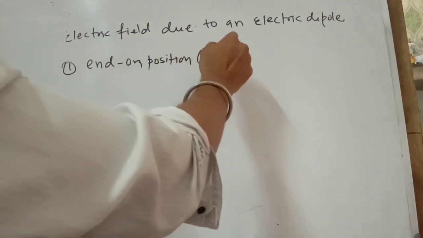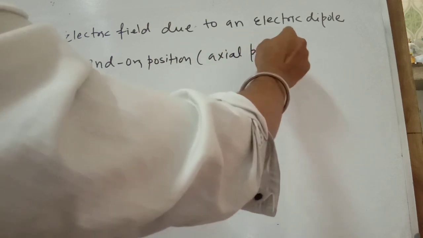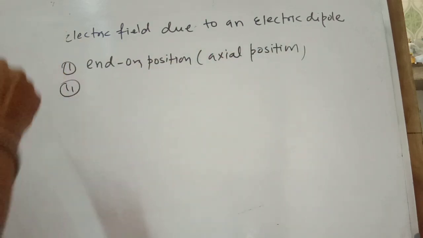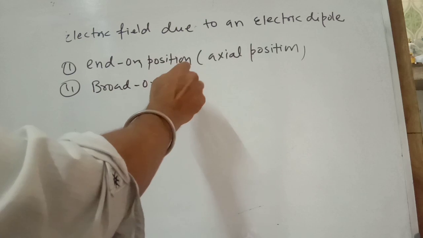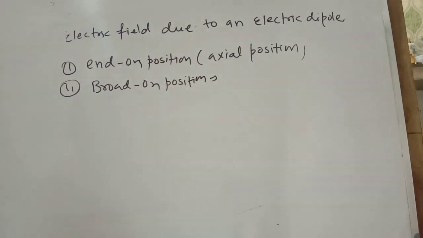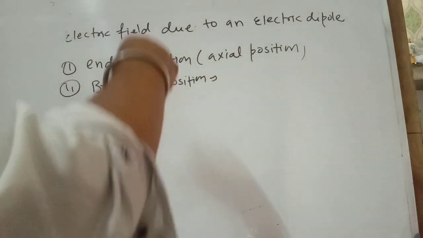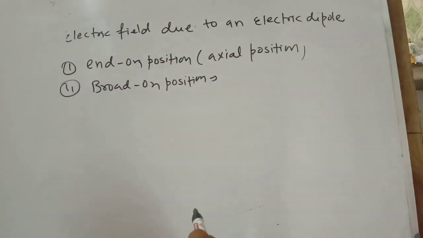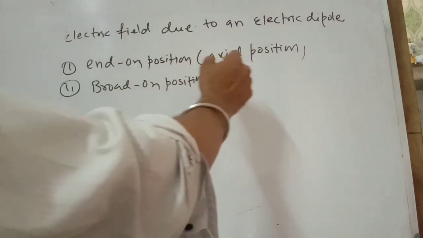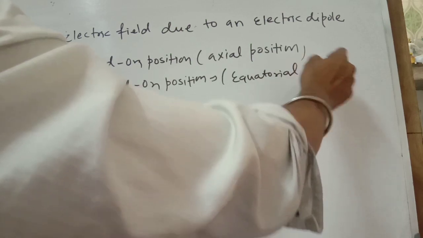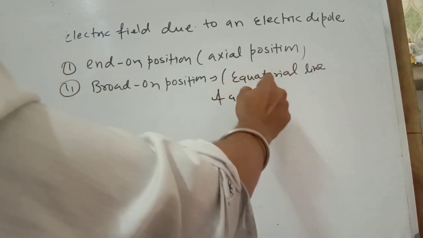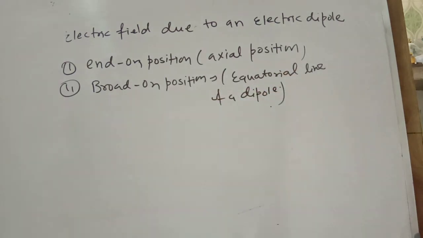which is also called the axial position, and the second one is the broad on position. It is also called the equatorial position, and you can say the equatorial line of a dipole. Okay, so this is another name of the broad on position. So there are two very important positions where you can find the electric field due to a dipole.